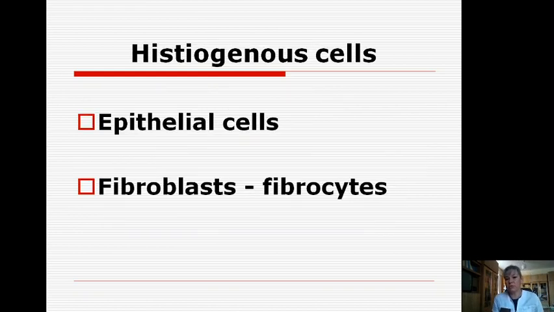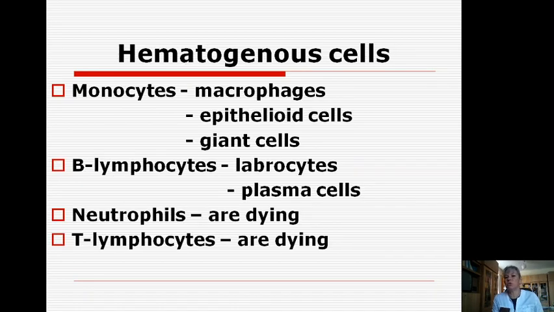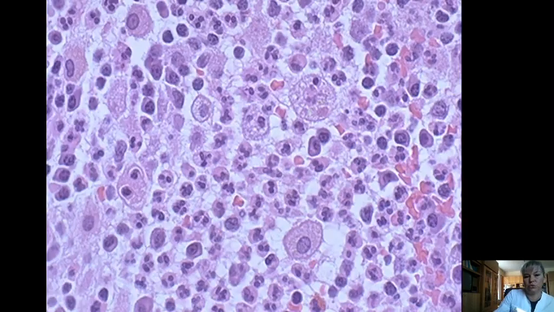Which histiogenous cells do we see in the zone of inflammation? Epithelial cells and fibroblast, fibrocyte cells of connective tissue. Which hematogenous cells do we see in the zone of inflammation? Monocytes become macrophages. Macrophages become epithelioid cells. Epithelioid cells become giant cells. B lymphocytes become labrocytes. Labrocytes become plasma cells. Neutrophils are dying and T lymphocytes are dying too.